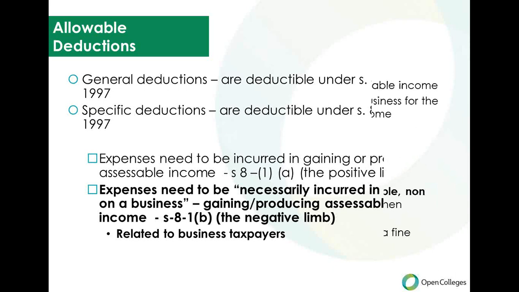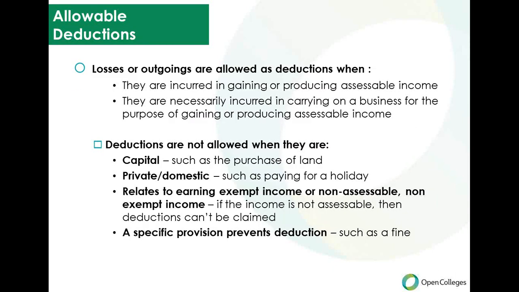The next point to note is in relation to your allowable deductions, losses or outgoings are allowed as deductions when they are incurred in gaining or producing assessable income, which is the positive limb, and that they're necessarily incurred in carrying on a business for the gaining or producing of assessable income. So if you're carrying on a hobby from home and you're selling a few things on eBay and you're incurring some costs related to that, those expenses would not be deductible because the business activity is not in respect of gaining or producing assessable income, but it's a hobby.